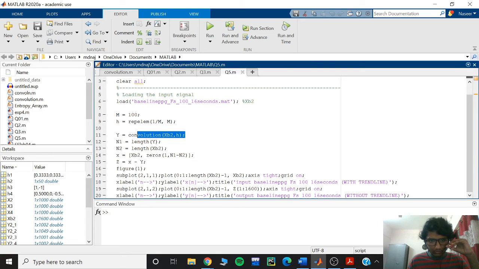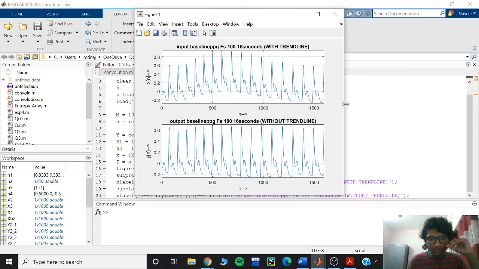So I'll be performing convolution to find the output of the system. The output signal will be nothing but the equation of the trend line. So what I'll be plotting is the input signal minus the trend line equation. As you can see, this is the initial signal with the trend line, and this is the signal without the trend line after trend line removal has been performed.